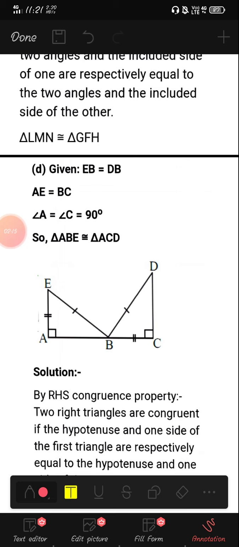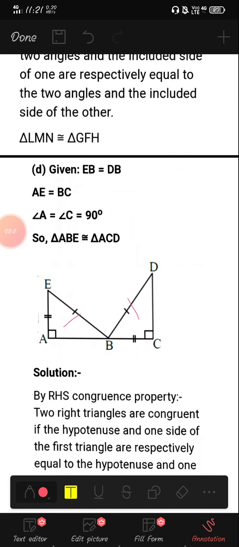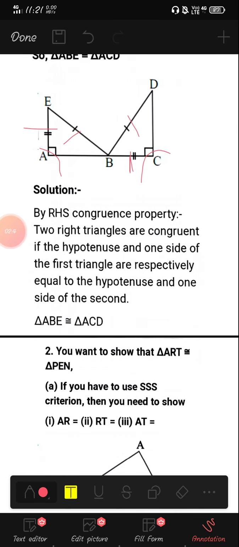Next is given EB is equal to DB. It is given, you can see EB is equal to DB. Angle A is equal to angle C, which is 90 degrees, and line AE is equal to line BC. So they are also showing the congruency property by RHS. In RHS, two right angle triangles are congruent if the hypotenuse and one side of the first triangle are respectively equal to the hypotenuse and one side of the second triangle.